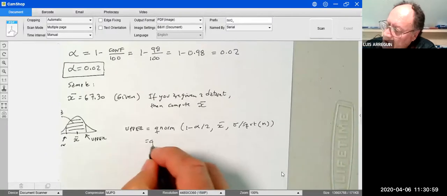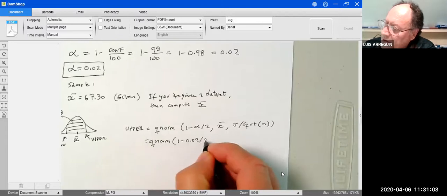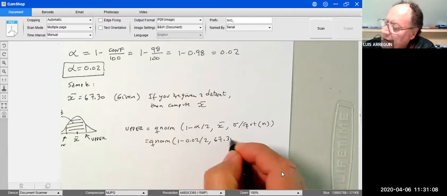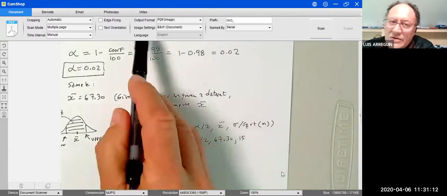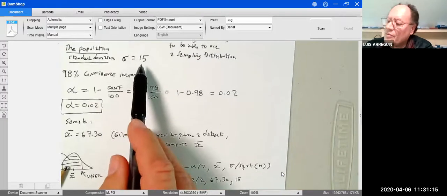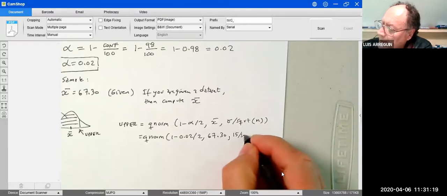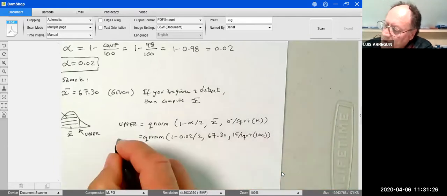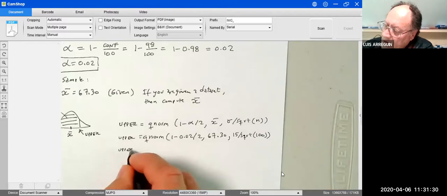So let's do that. We're going to have Q norm of 1 minus 0.02 over 2. Then we're going to write comma 67.30 comma. Then we're going to write 15, which is the standard deviation of the population. So it's going to be 15 over the square root of the sample size. They are talking about 100 students. So that is going to be my upper value. I'm going to write here the answer.